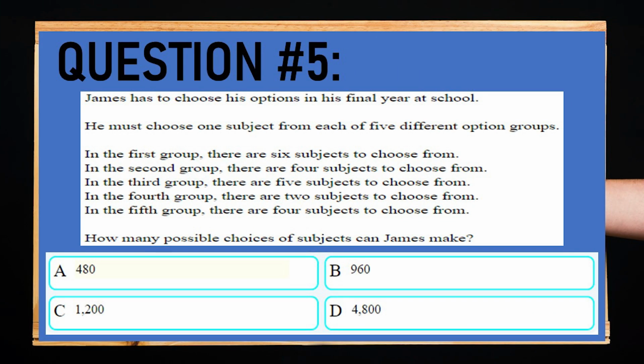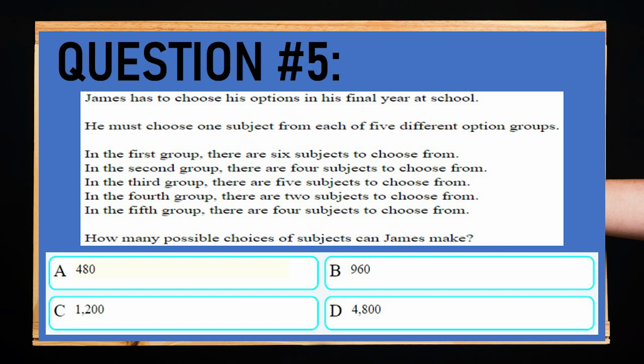Question number 5. James has to choose his options in his final year of school. He must choose one subject from each of 5 different option groups. In the first group, there are 6 subjects to choose from. In the second group, there are 4. In the third group, there are 5. In the fourth group, there are 2. And in the fifth group, there are 4. How many possible choices of subjects can James make?